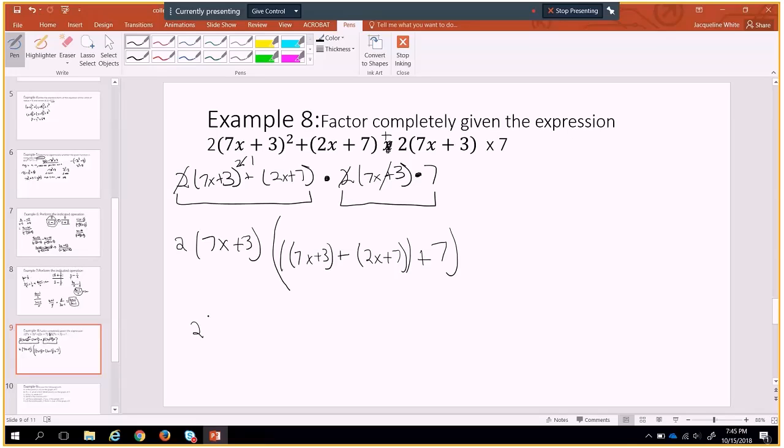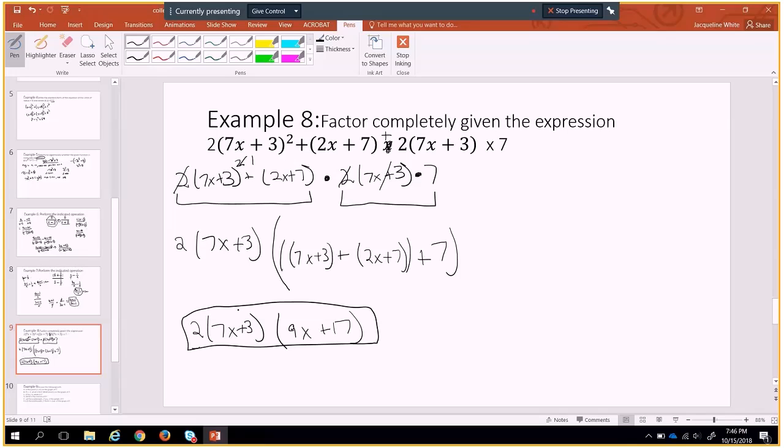Let's just rewrite it again. The outside is 2 times (7x plus 3) plus 2x plus 7 plus 7. So combine like terms. 7x plus 2x is 9x, plus 3 plus 7 plus 7. That's a plus 17. And that is our final answer.